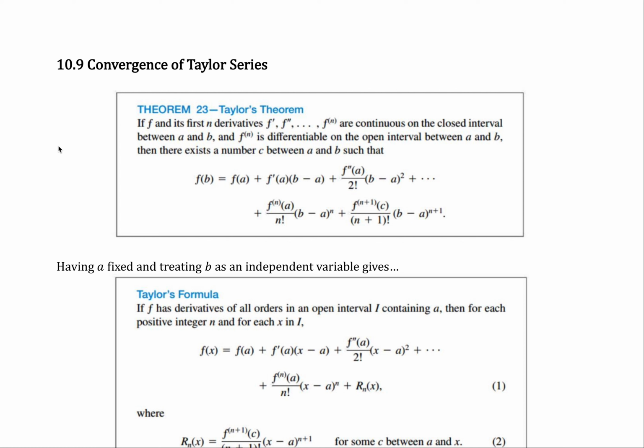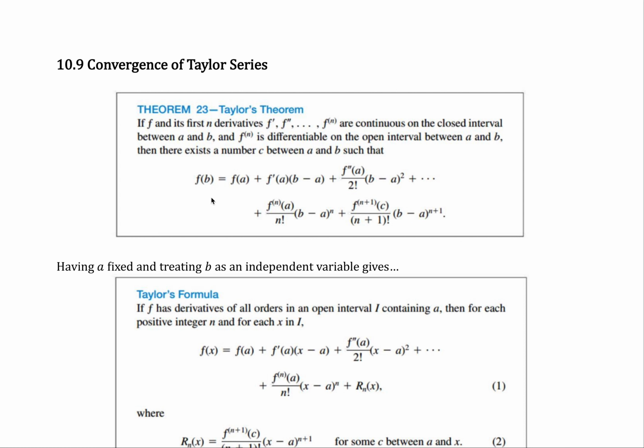It says, if f and its first n derivatives are continuous on a closed interval between points A and B, and the nth derivative is differentiable on the open interval between A and B, then there exists a number C between A and B such that we have this formula here.